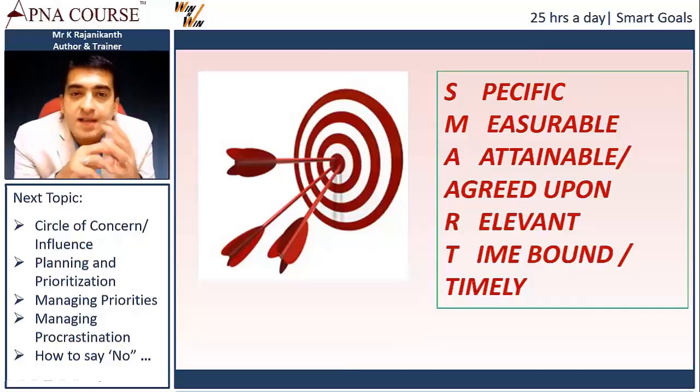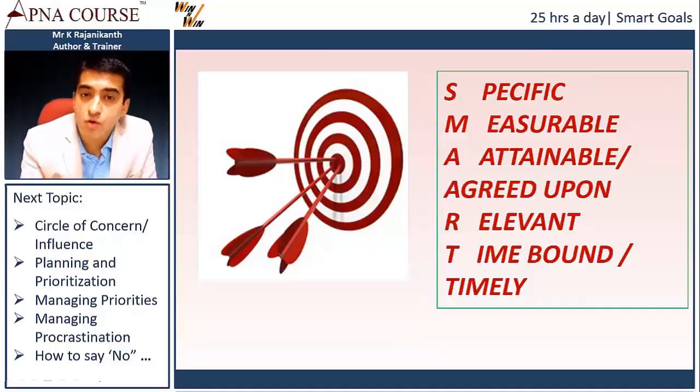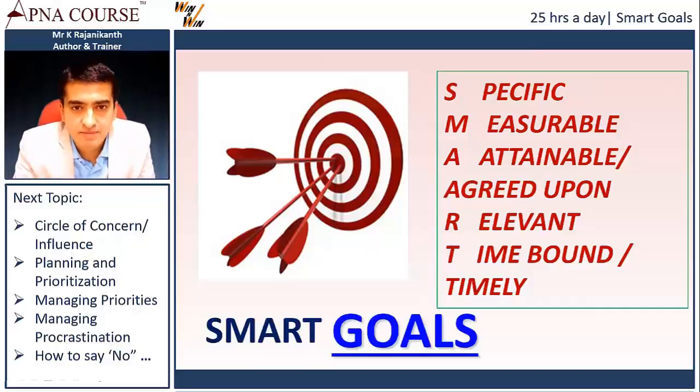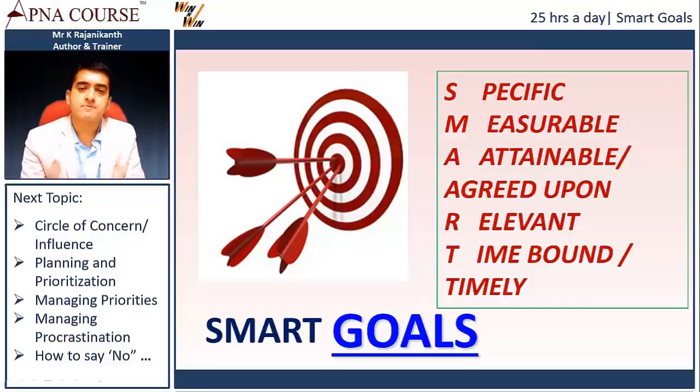What is a goal? A goal means, do we have clarity in what we want to achieve? By following a simple technique called SMART goals, you will get a lot of clarity in achieving what you want to achieve. We have something called SMART goals. S stands for specific, M stands for measurable, A stands for attainable, R stands for relevant, and T stands for time bound.